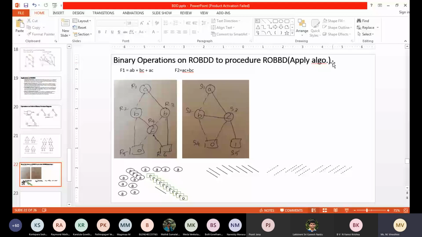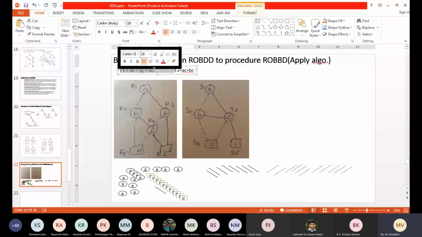Okay. Students, now look at this. I have taken two functions. F1 is equal to AB plus BC plus AC. F2 is equal to AC plus BC. So for the given two functions, using the rule method, Shannon's expansion method, or reduce algorithm method, assume you got the ROBDD. This is the ROBDD for this function. For this function, this is the ROBDD. You got these two diagrams.